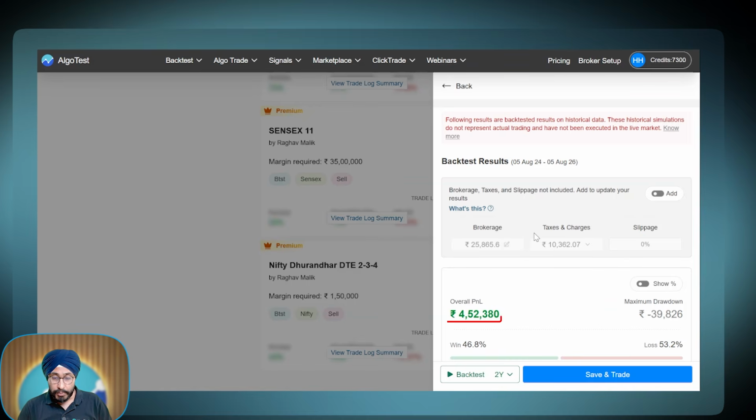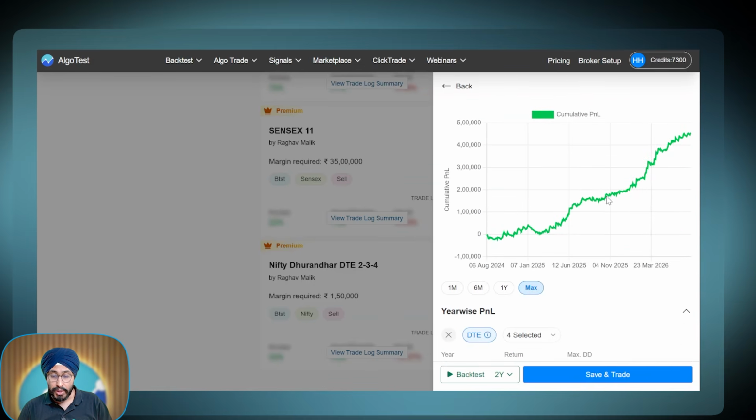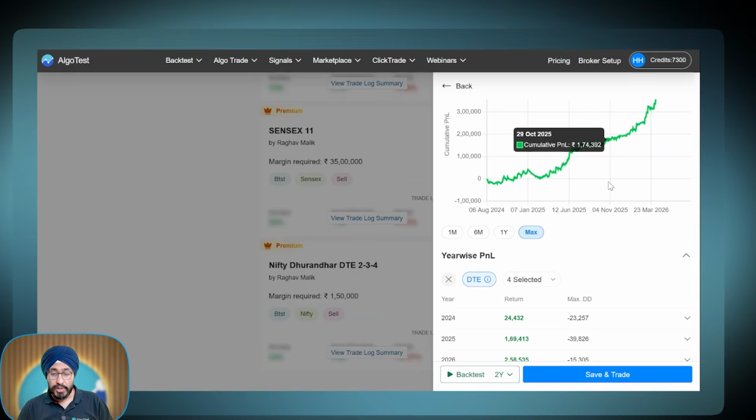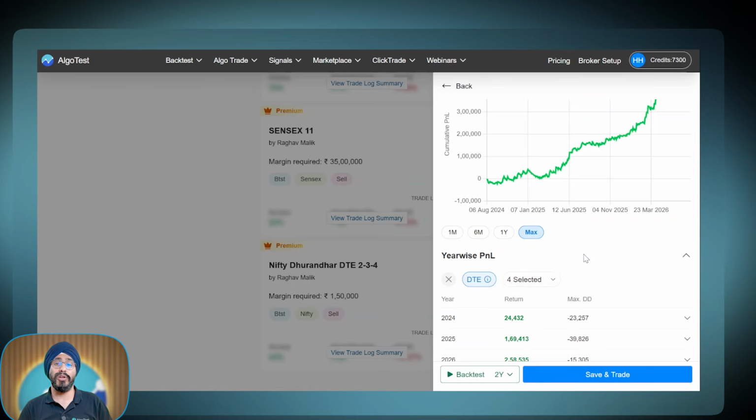All right. So the PNL looks pretty good for the amount it is asking. All right. The drawdown is also decent. All right. But what does it all mean? And this is my equity curve. First of all, please understand we are running this strategy only on DTE 1, 2, 3, 4. What does it mean? We are not running this strategy on expiry day. I am running it 1 day before expiry, 2 days before expiry, 3 days before expiry and 4 days before expiry, which is Wednesday, Tuesday, Monday and Friday. All right. I am not running this strategy on Thursday.